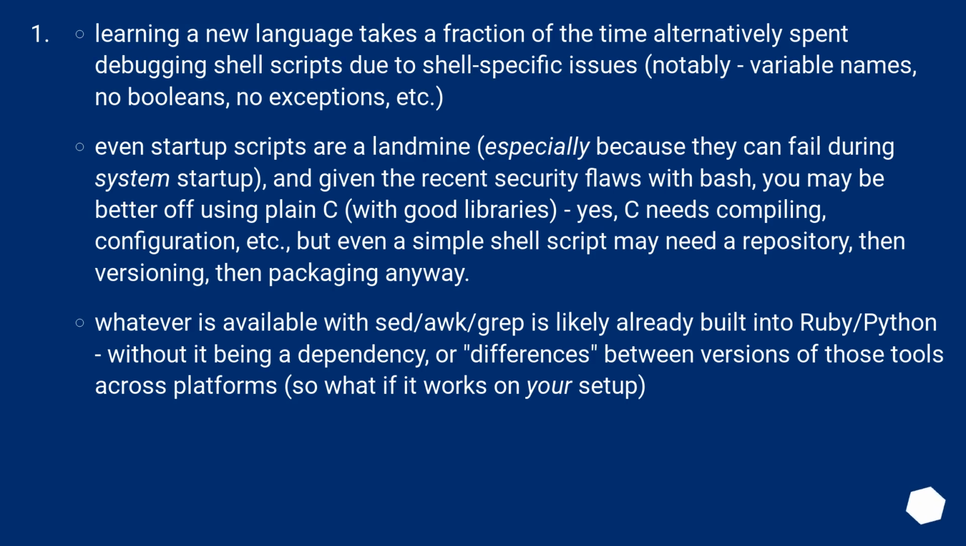With good libraries, yes, C needs compiling, configuration, etc. But even a simple shell script may need a repository, then versioning, then packaging anyway. Whatever is available with said sed/awk/grep is likely already built into Ruby/Python, without it being a dependency, or differences between versions of those tools across platforms. So what if it works on your setup?